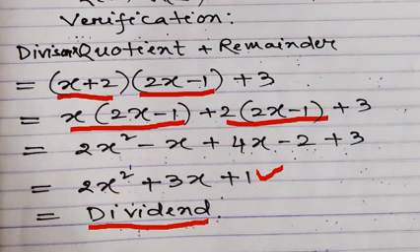Let us verify the relation among the four. Dividend is equal to divisor into quotient plus remainder. Divisor is x plus 2, quotient is 2x minus 1 and remainder is 3. So when we open the bracket and multiply, we get 2x square minus x plus 4x minus 2 plus 3, and finally it is 2x square plus 3x plus 1, which is nothing but the dividend of the given polynomial.